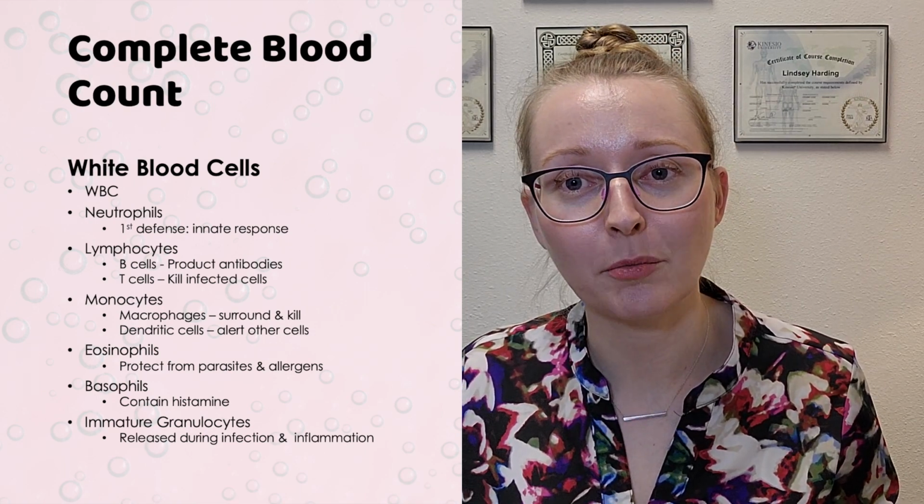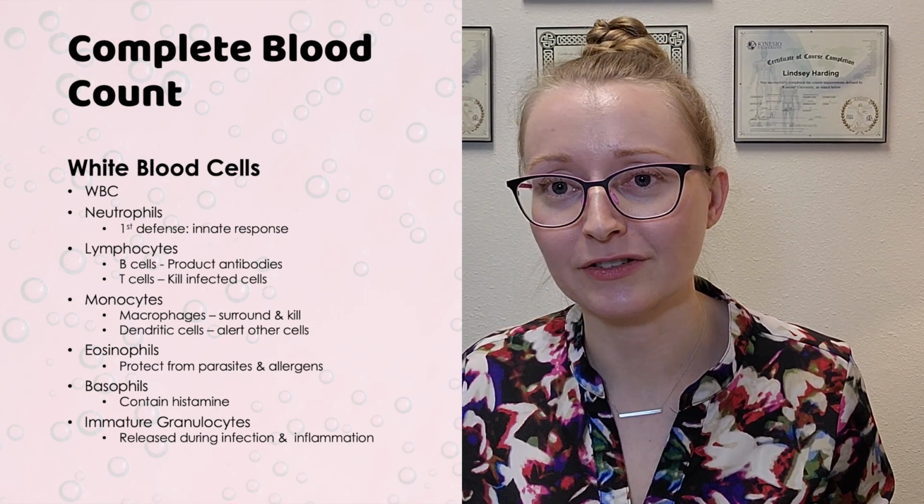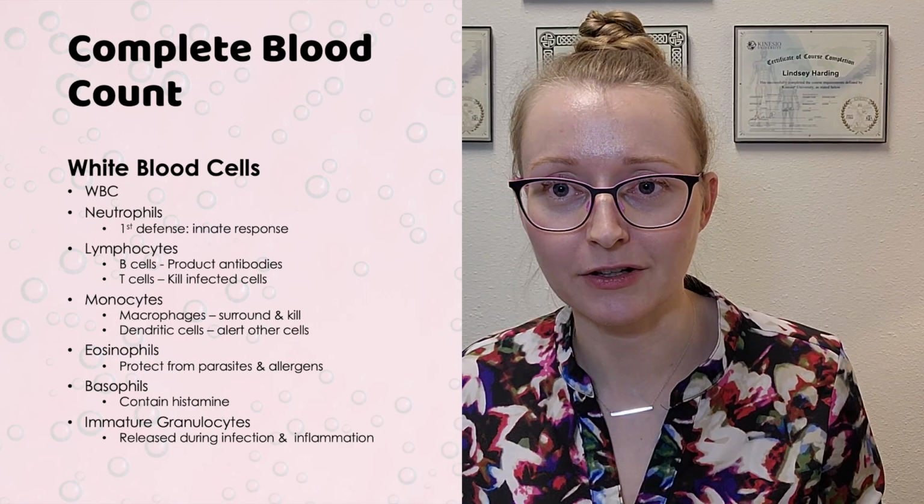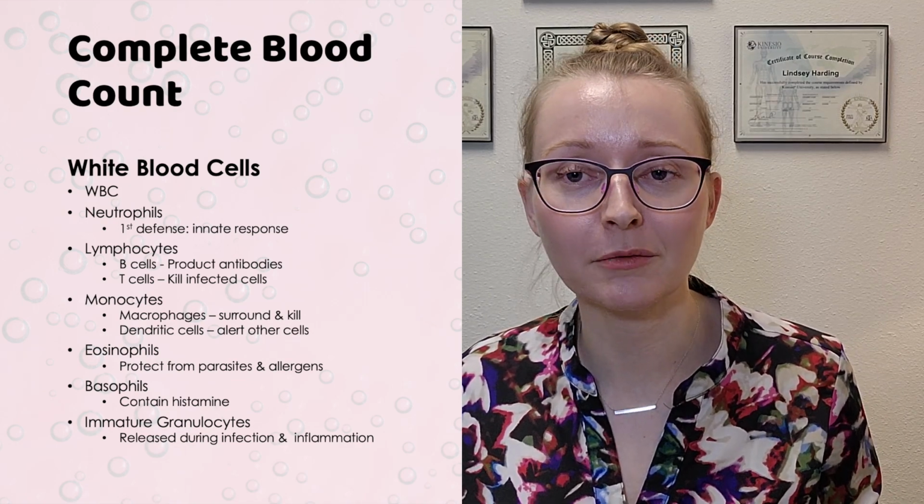And your CBC probably also looked at immature granulocytes. So immature means that they're not differentiated yet. They don't really know what they're doing, but these cells respond when there is infection and inflammation. And that is your CBC.